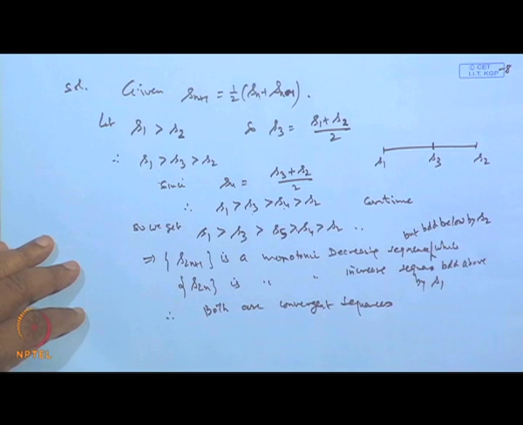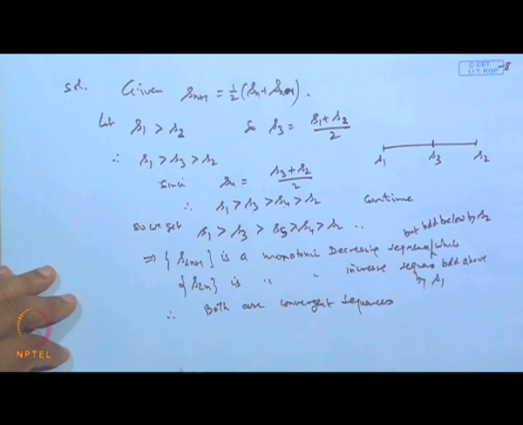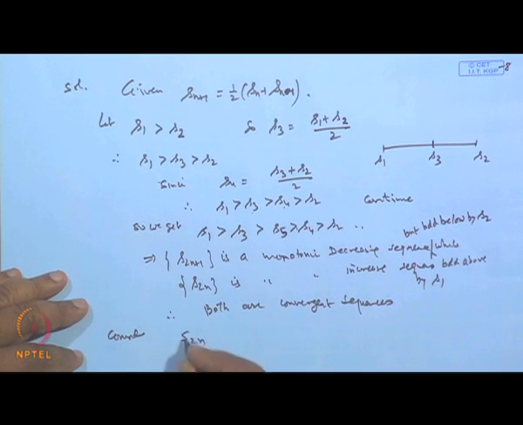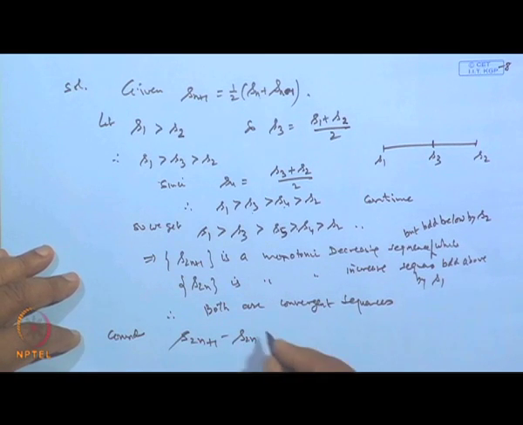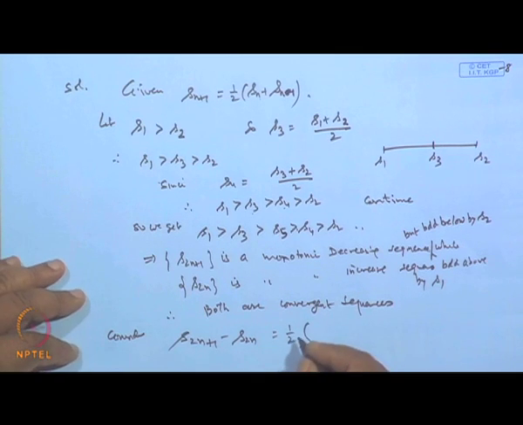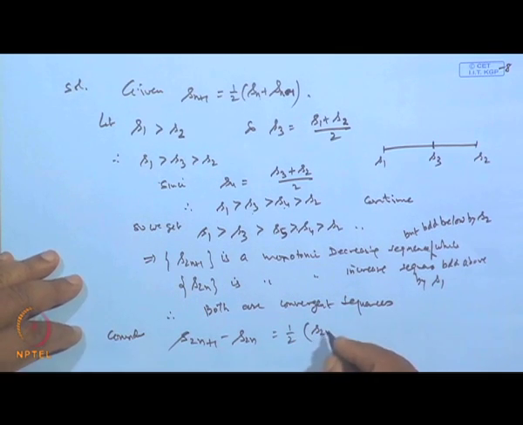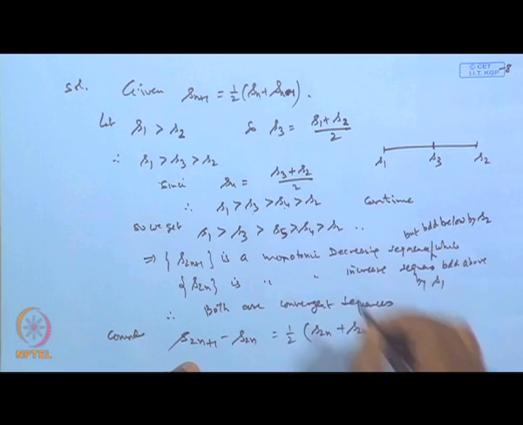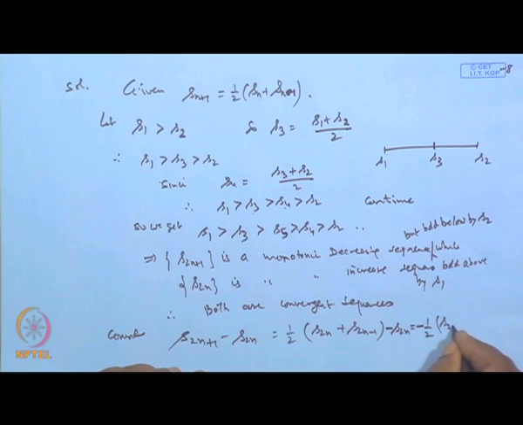Then whether they will converge to the same limit or not, let us see. If we consider the difference S2n+1 minus S2n, applying the formula, what we are getting is minus half of S2n minus S2n-1. It means, when you take S2n+1 minus S2n, it is minus half of the difference S2n minus S2n-1.